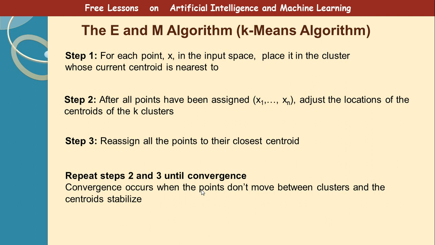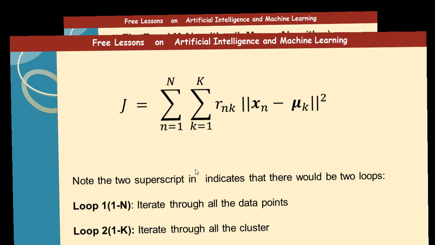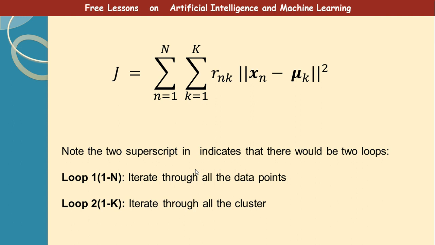So now this is also a further explanation of this algorithm. For each x in this input space, place it in the cluster whose current centroid it is nearest to. After all the points have been assigned, adjust the location of the centroid of the k clusters. Then reassign all the points to their closest centroid. Then repeat step 2 and 3 until convergence. This is also the same formula.